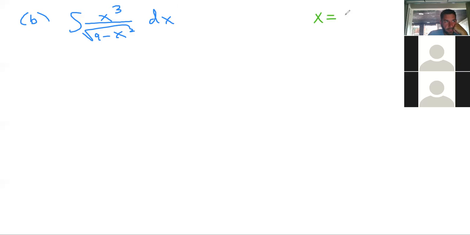All right, so the next integral was this creature, an indefinite integral, x cubed over the square root of 9 minus x squared. And what we're going to use here is a trig substitution. The 9 minus x squared tells me I should maybe think of putting x as 3 sine of theta, which means dx is 3 cos theta d theta.